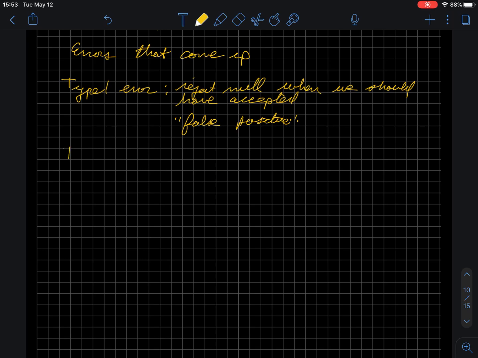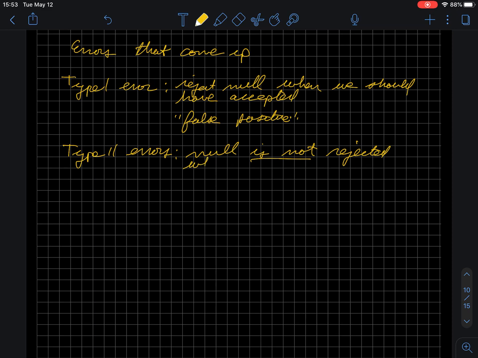There are also type 2 errors, where the null is not rejected when it should have been. This is sometimes referred to as a false negative.